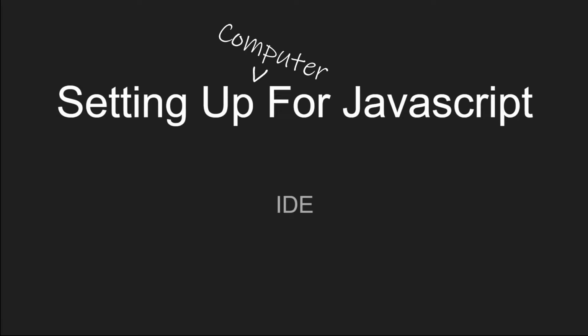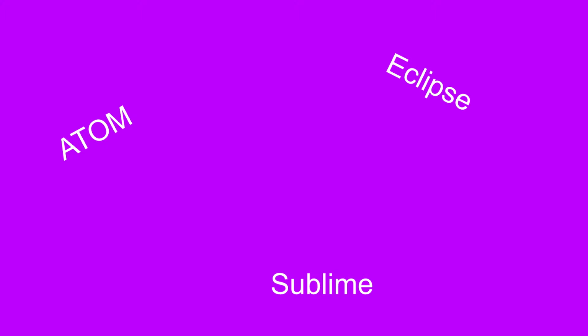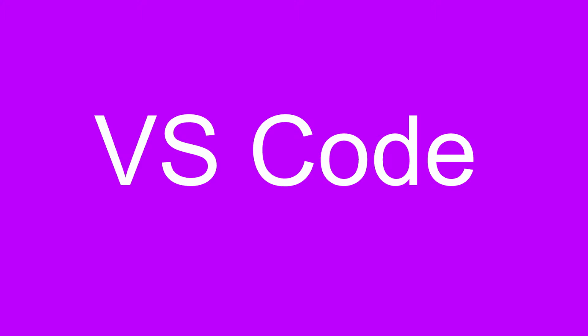Today we're going to be setting up our computer for JavaScript. So the first thing we will do is install an IDE. What is an IDE exactly? Well, for now you can assume that it's a fancy notepad that you're going to be coding in. There are many IDEs for JavaScript, but for now I'll be using VS Code, or Visual Studio Code, for my coding. If you want to use it, you can just follow along and we'll be installing VS Code on my computer.